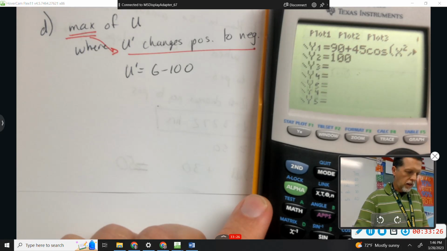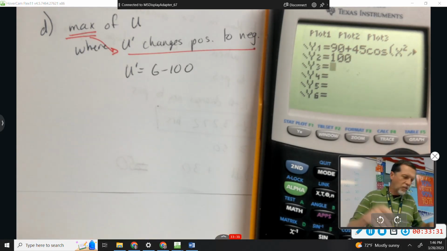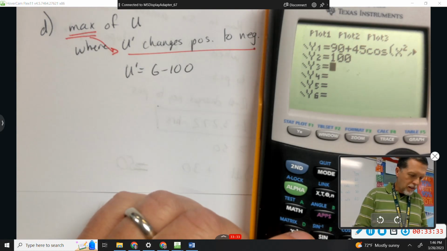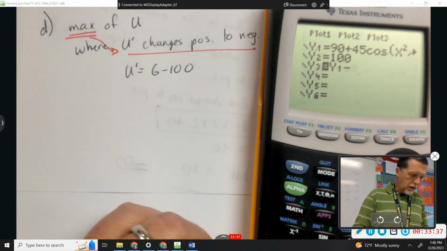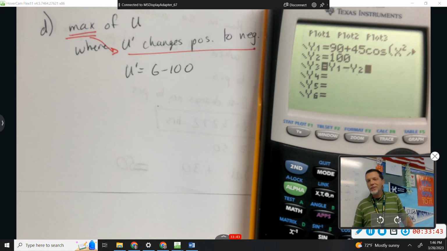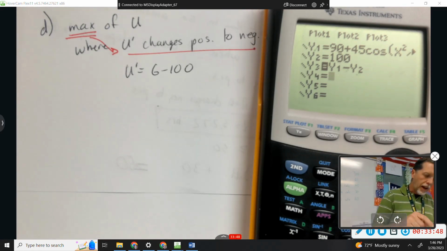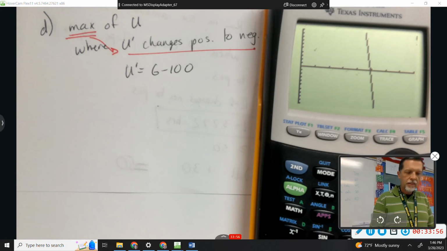So let's graph that and look for where G minus 100 changes positive to negative. Let's see. It was a little silly to just put 100 in there, but it's fine. It kind of matched the format of the other if we do it that way. Y1 minus, I could just do Y1 minus 100. I did too. Y1 minus Y2, because Y2 is 100. Either way. And I want to know where that changes positive to negative. Look for the 0.